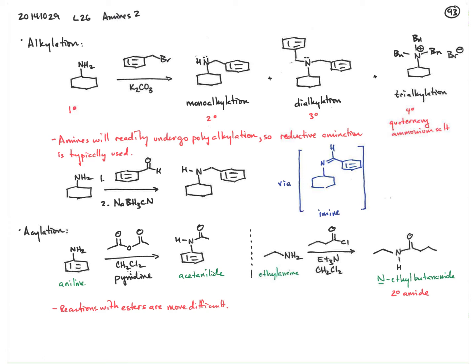So another example using a different electrophile, in this case an acid chloride. So again, 1, 2, 3, acid chloride. Triethylamine is our base that neutralizes the HCl that's formed, and dichloromethane is the solvent. So if we take ethylamine, we end up with N-ethylbutanamide. And so this is a secondary amide. So we're counting 1, 2, that's where the secondary comes from, secondary amide.